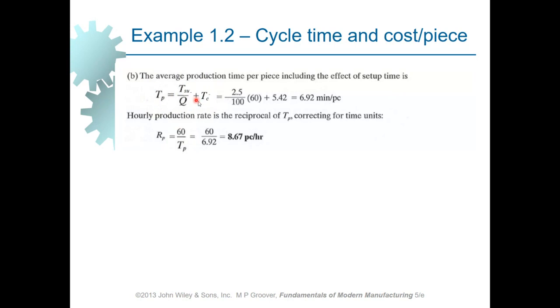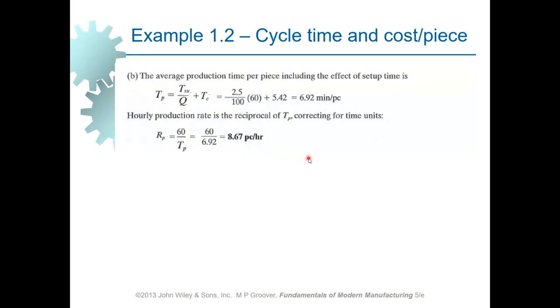And then we add cycle time to this figure. So this is giving us a fraction of the setup time for each part plus the cycle time, TC. And that was computed before in part A. And this will give us the value of TP. Once we have TP at hand, we can easily compute the rate of the production, and that is this much.